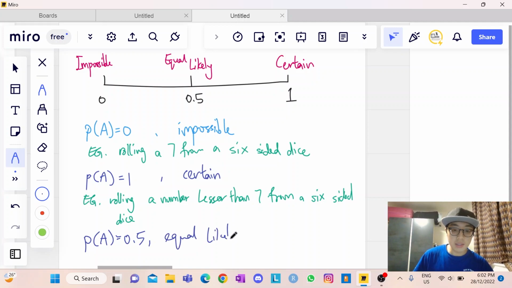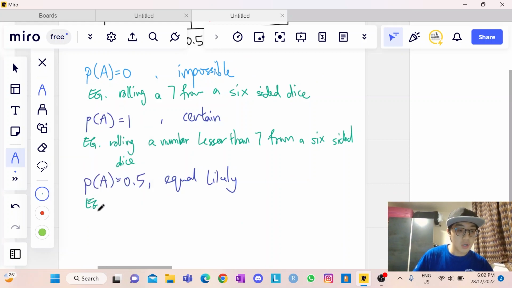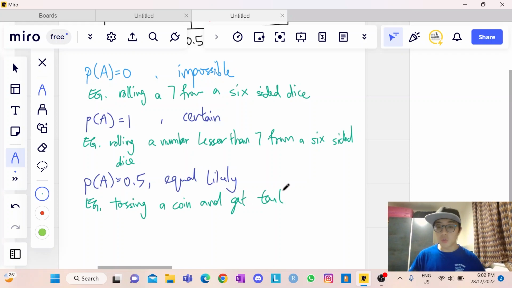All right, and this is the example that I gave just now. So tossing a coin, e.g. tossing a coin and get tail, because we know there are only 2 faces for a coin, so it's half of the probability of you getting either one of them.